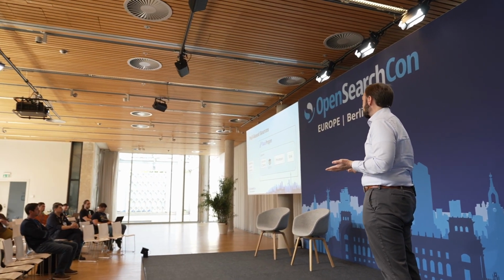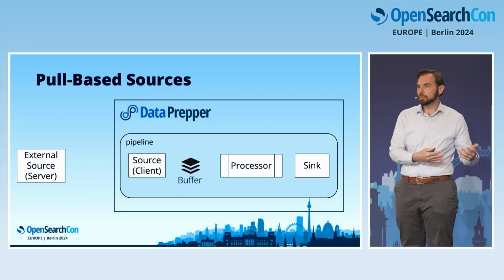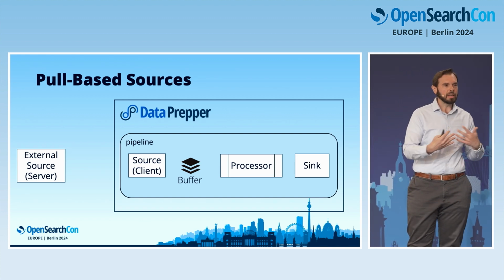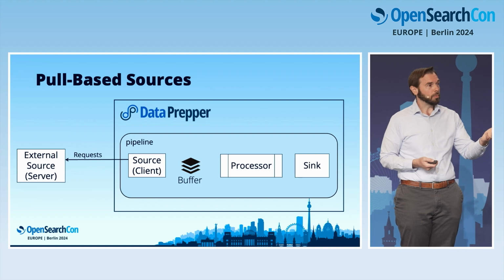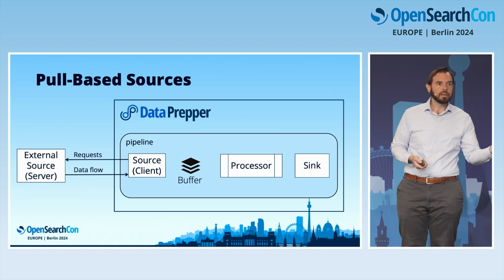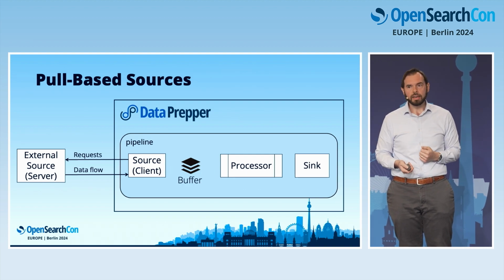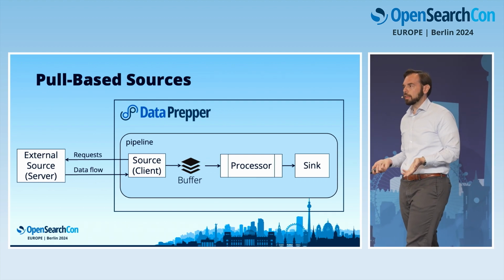Now, we also support pull-based sources. In this case, you have some external server or perhaps a resource, and then Data Prepper is going to go out there. So for example, Data Prepper might make a request to a server, and then data flow starts coming in. That server is now sending the data to Data Prepper, and then we push it down all the way, just like we would with the push-based sources.